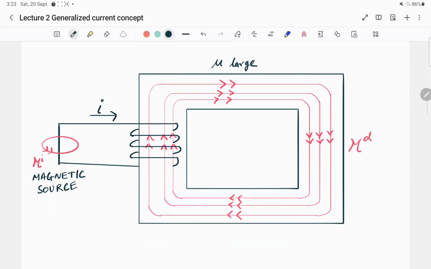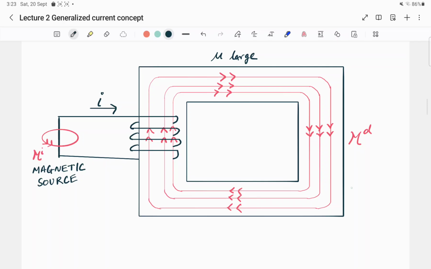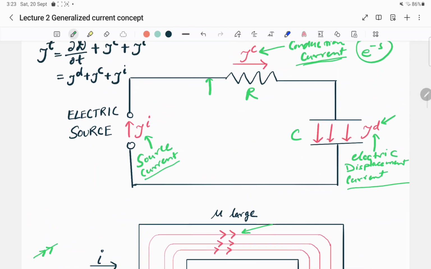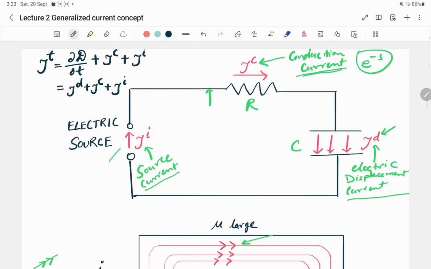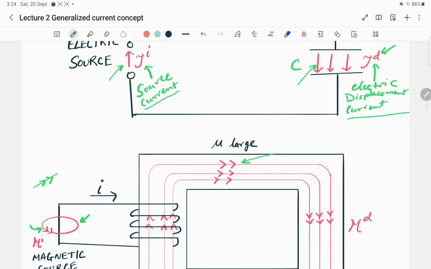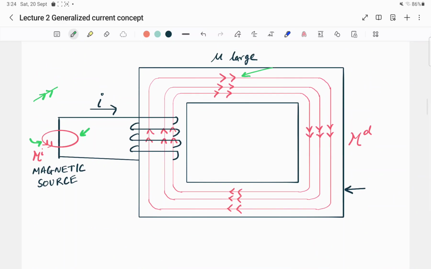Now let's look at this magnetic core. So this is a magnetic core, and this is a magnetic source. One thing you should notice is that magnetic sources are represented with a double arrow, as shown here or here, whereas an electric source is represented by a single arrow here or here. So here the magnetic source is Mi.